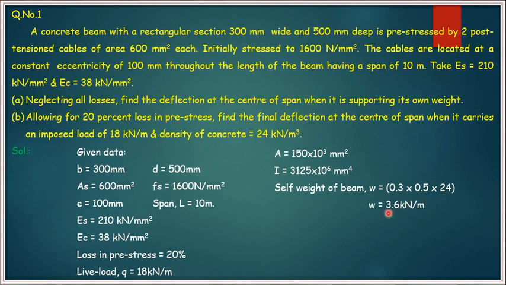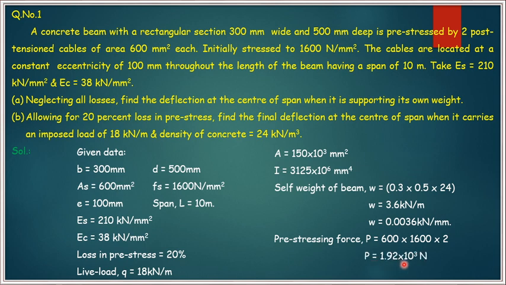So W is acting as 3.6 kilonewton per meter. So this we have to convert into mm. We will divide it by 1000. So W now will be equal to 0.0036 kilonewton per mm. Pre-stressing force capital P equals 600 into 1600 into 2. So capital P, pre-stressing force, will be equal to 1.92 into 10 raised to 3 newtons, which will be acting on the two post-tensioned cables.